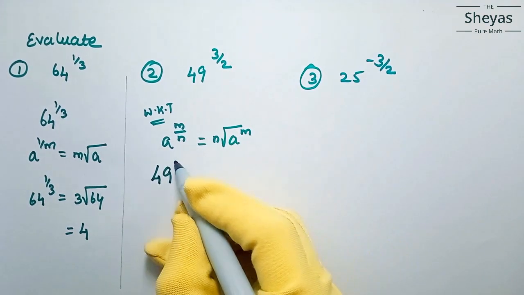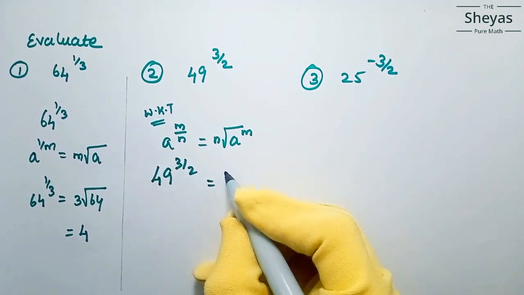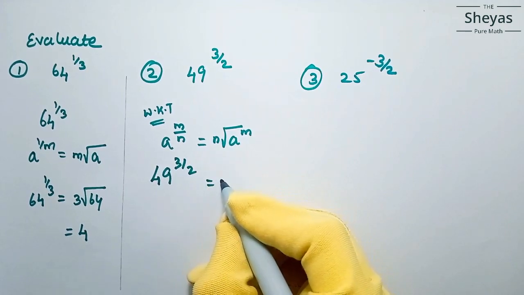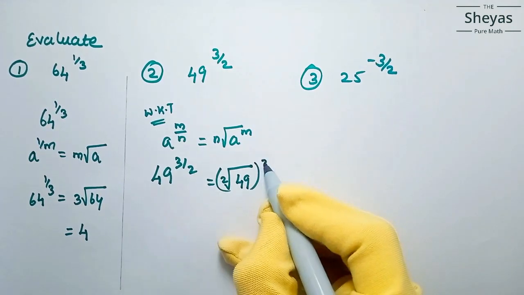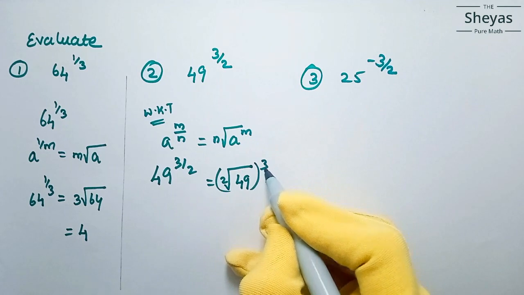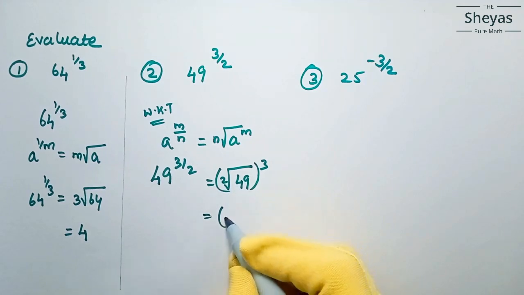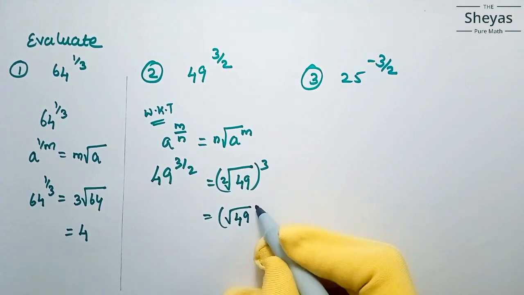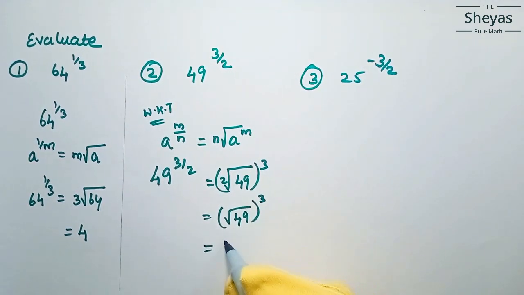So 49 power 3 by 2 can be written as, what is in the denominator? 2. That is square root of 49 the whole power 3. The whole power m, so m is 3 here. So square root, in simple we can write it as root 49. Whether you write 2 or not, it is same. So root 49 is 7, the whole power 3. So what is 7 the whole power 3? 7 the whole power 3 is 343. This is the required answer.